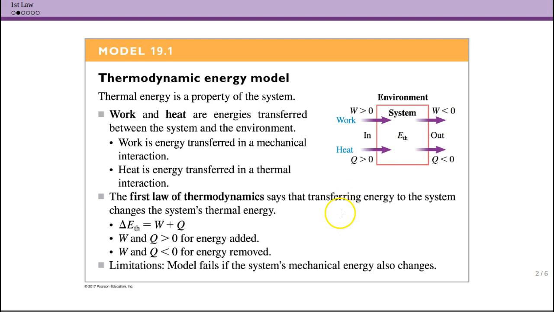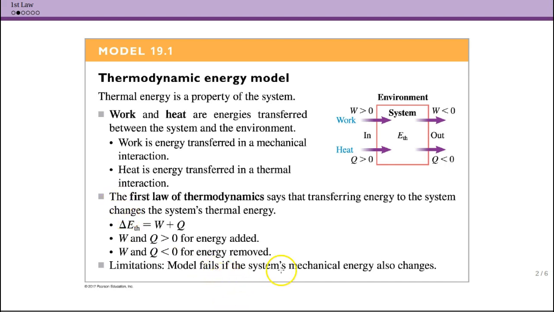The first law of thermodynamics says that our change in thermal energy is going to be equal to the sum of these. So if we have energy added, they're both positive. If we have energy removed, they're negative. When I say both here, they can be changing independently. So if I have work in and heat out, if they're equal, that actually would tell me that one is positive, one is negative, and they cancel, such that delta E thermal is 0. And we'll be talking about that in the next few slides.